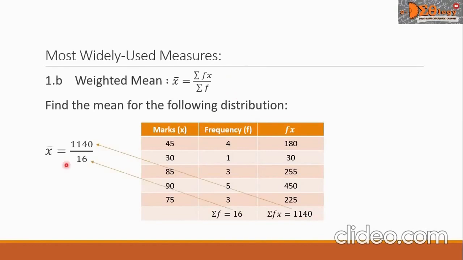So we have x bar equals, the summation of fx is 1140, and it is now written here, over the summation of f is 16. Then simplifying, getting the quotient, we have 71.25. This is our final answer.